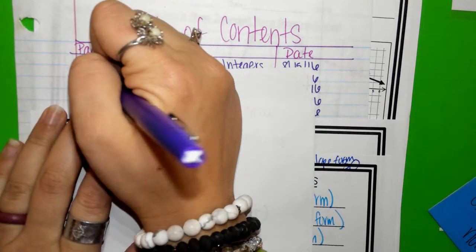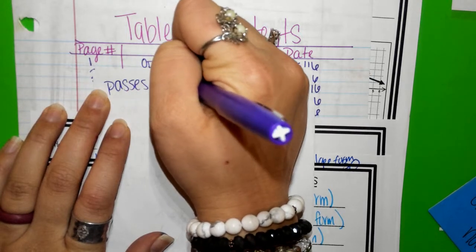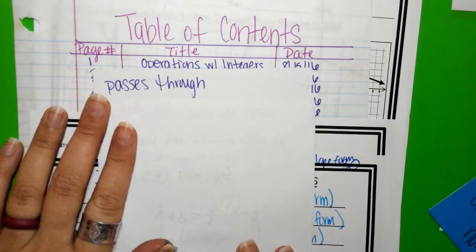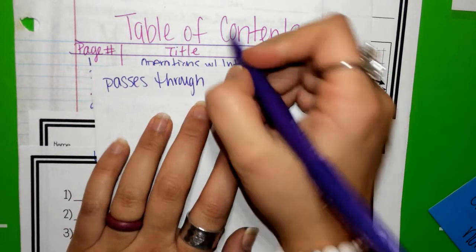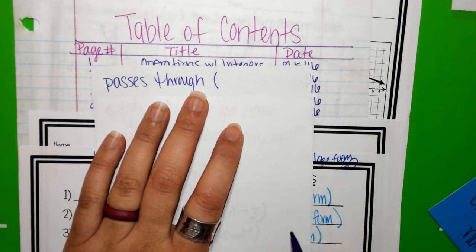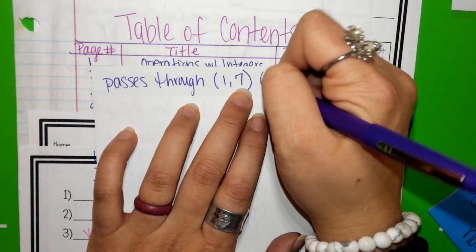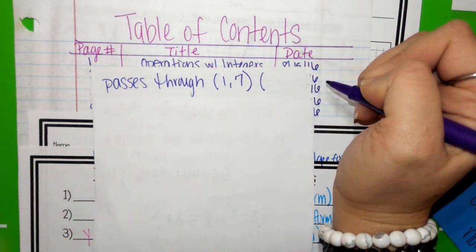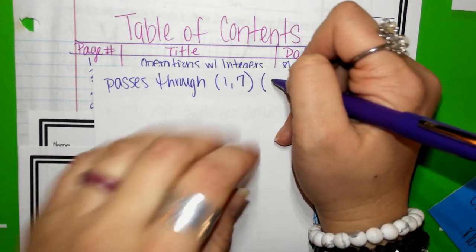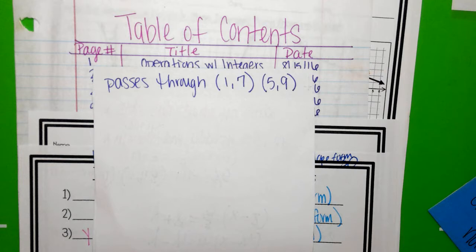All right, so our new line, rather. We're going to write the equation of the line that passes through. Pick the first point. 1, 7. Okay. And next one. 5, 9. All right, 1, 7, and 5, 9.